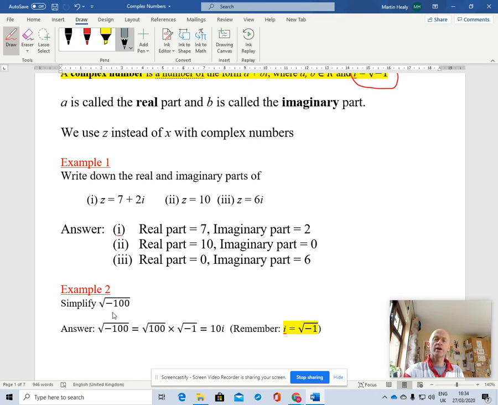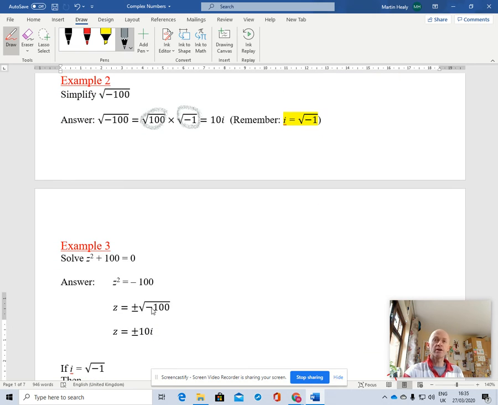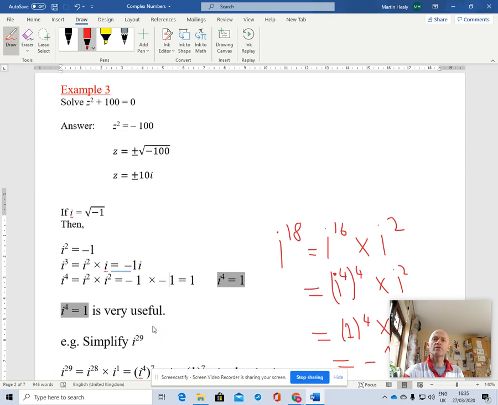As a different type of example, how do you simplify the square root of -100? You first split it into the square root of 100 times the square root of -1, then work out the square root of 100 and replace the square root of -1 with i. To solve an equation, you bring across the plus 100, and it becomes -100. Then we take the square root of both sides, so we're left with plus or minus the square root of -100, which we already worked out is 10i, so we end up with plus or minus 10i.